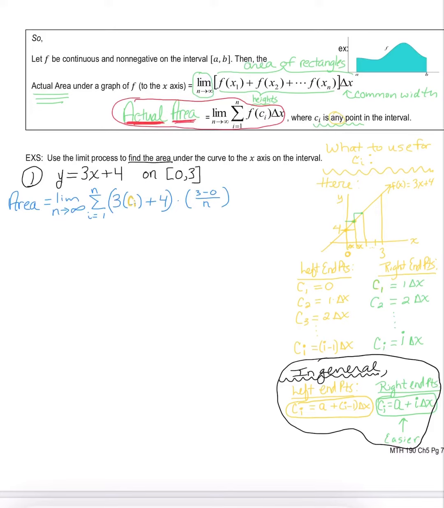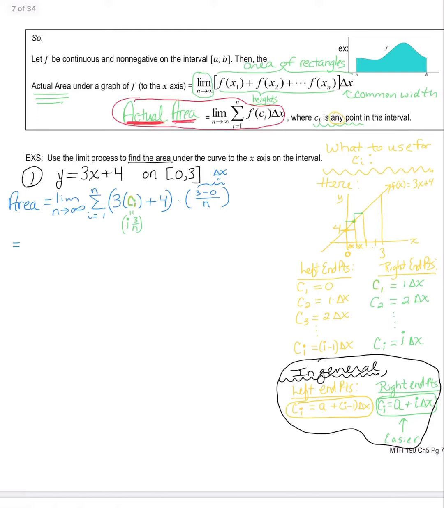So now we're going to go back up here, and this c sub i, we've just decided that we're going to use right endpoints. So the right endpoint is going to be a, which in our case is 0, and then plus i times delta x. And delta x in this case, we've already found, is 3 over n. So remember, this right here was how we computed our width delta x. All right, so now we're in business. Okay, so let's see what we have here.